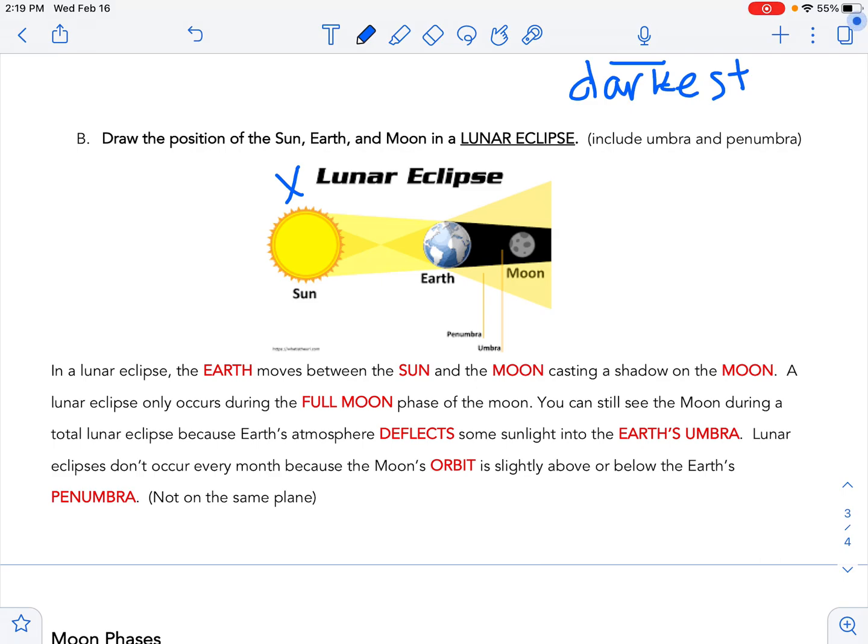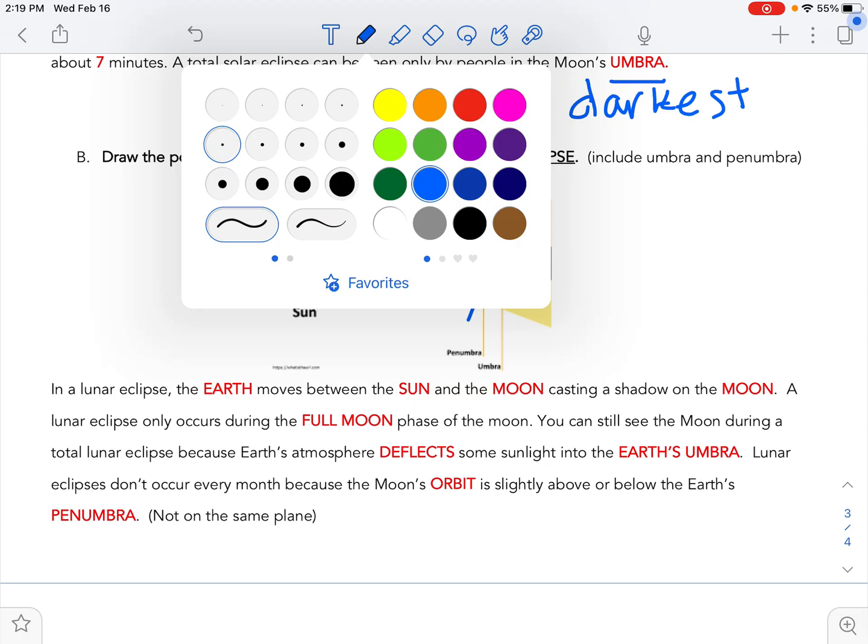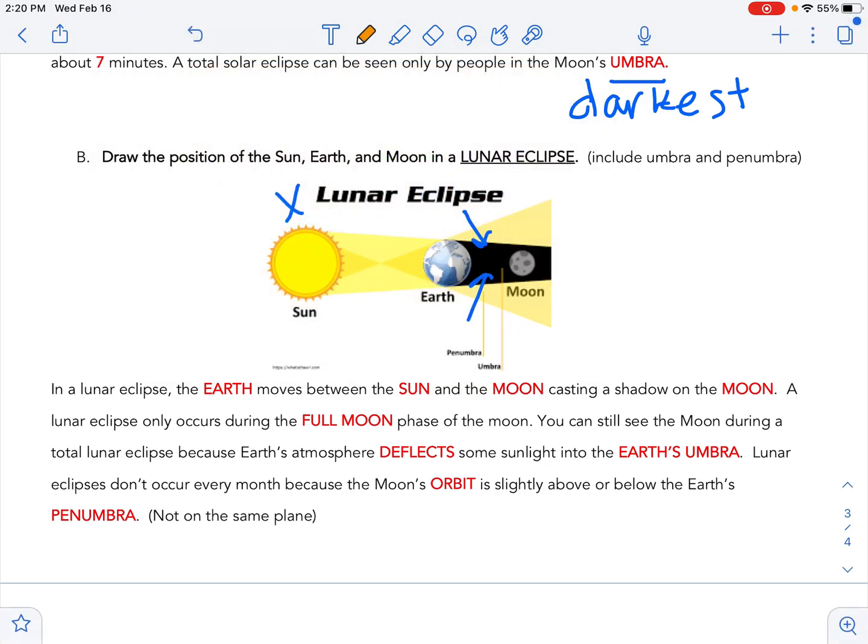A lunar eclipse only occurs during the full moon phase of the moon. You can still see the moon during a total lunar eclipse because Earth's atmosphere is going to deflect some sunlight into the Earth's umbra, and it's going to appear kind of an orangey color, okay? This is going to be what a lunar eclipse looks like.